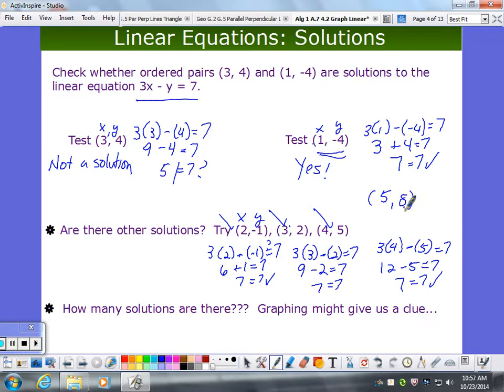Does that work? Yep. Let's plug it in. That would be 3 times 5 minus 8. Does that equal 7? How did I come up with that? Where did that come from?